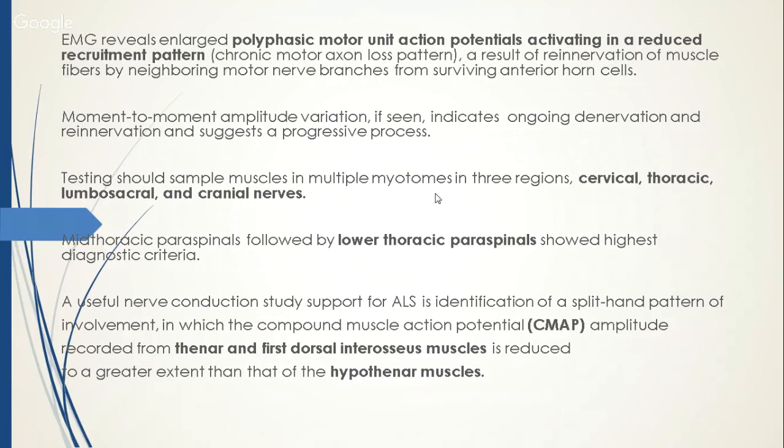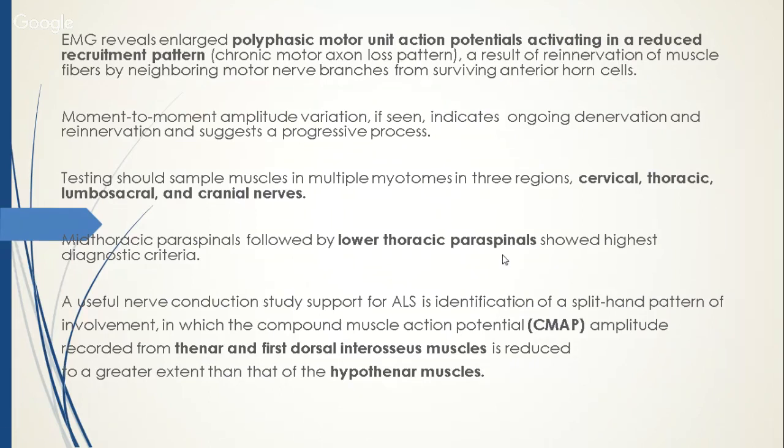Interestingly, I didn't really think about this, but the paraspinal region, especially the lower thoracic area and the lower lumbar area, was found to have high specificity when you find these electromyographic patterns. One of the other things as well, which is a little bit more specific to ALS, is that the compound motor action potentials recorded from the thenar and the first dorsal interosseous muscles are reduced to a far greater extent than the hypothenar muscles, which is something more specific to ALS.